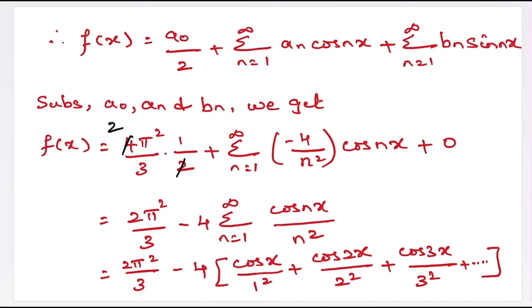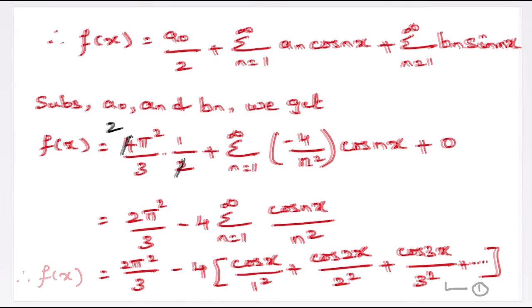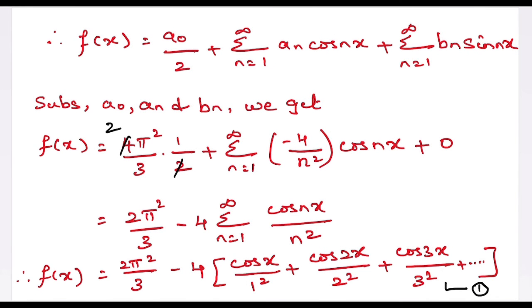Expanding the summation we get f of x is equal to 2 pi square by 3 minus 4 into cos x by 1 square plus cos 2x by 2 square plus cos 3x by 3 square plus etc. is the required Fourier series of the given function. Keep this Fourier series as equation number 1.